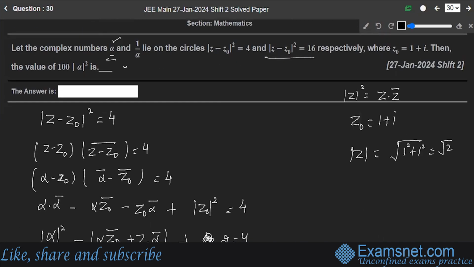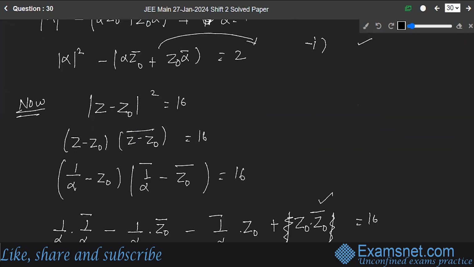That's equal to 20. So students, with that, we have completed all the 30 questions of this paper. Hope you understood them well, and do watch our other paper for the JEE mains as well.